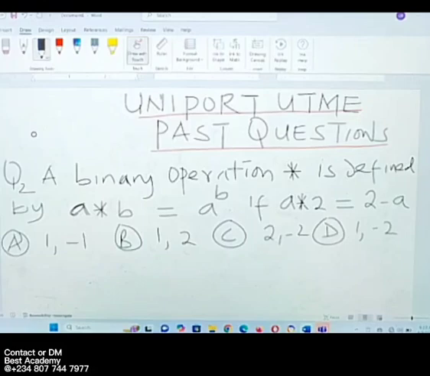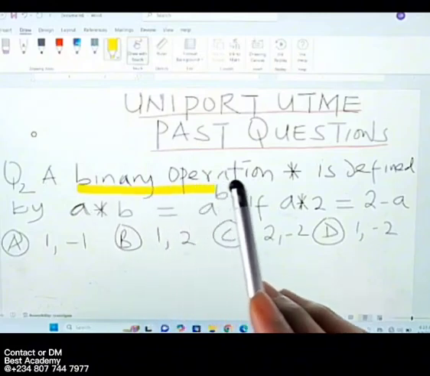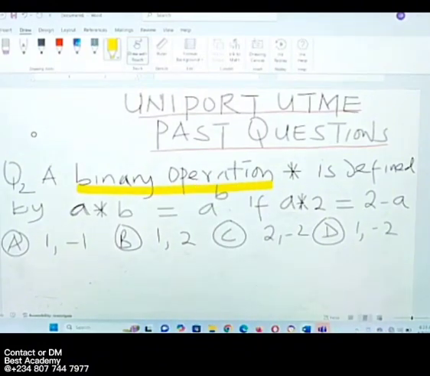Now let's try to solve this. But before we solve this, let's know more about this binary operation here. In solving binary operation, we have two parts: the binary operation part and the mathematical operation. The left-hand side is the binary operation part, while the right-hand side is the mathematical operation.